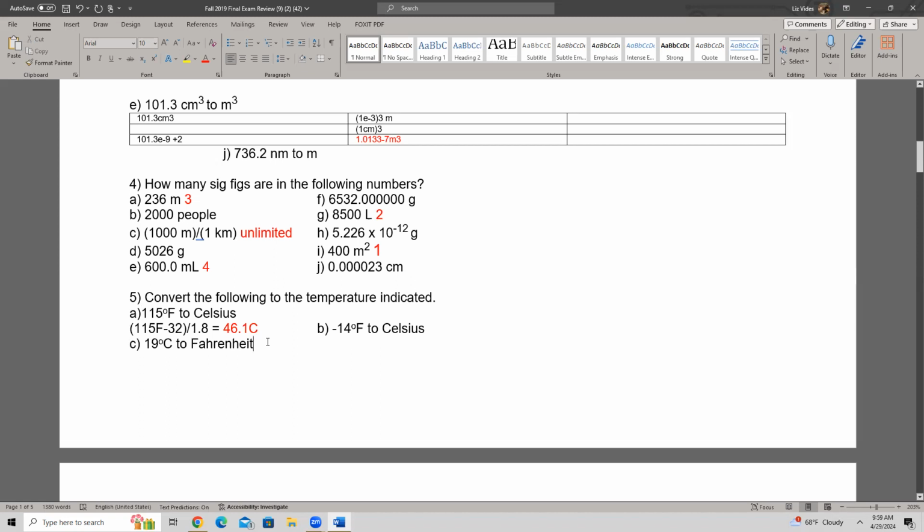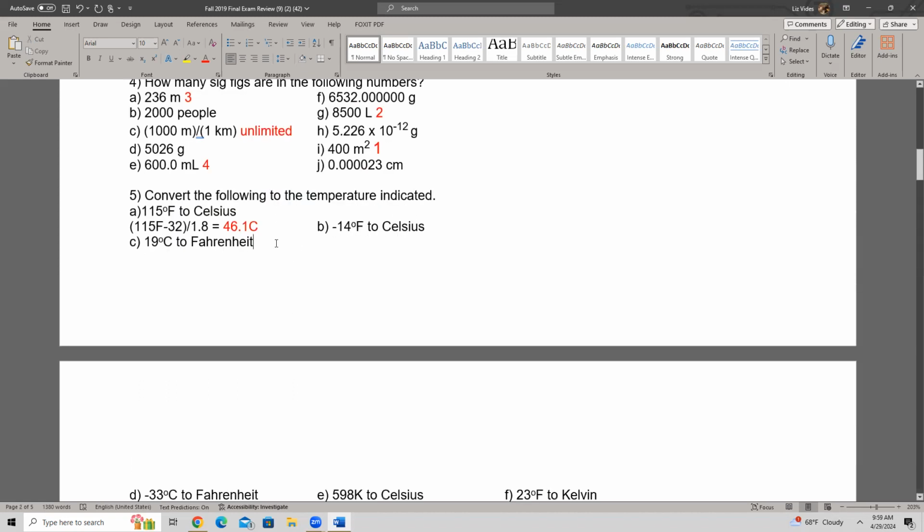All right, so you're going to Fahrenheit. So this time, let's just do it next to it then. You'd have to multiply 19 Celsius times 1.8 and then add 32 for this one. That's going to give you the answer. So it's 19 times 1.8 plus 32, and I get 66.2.